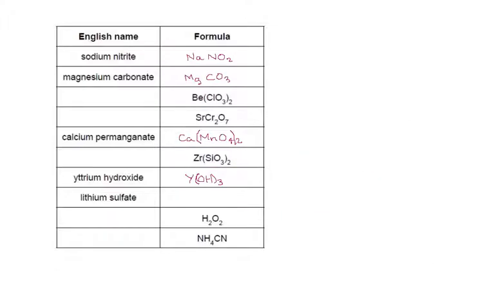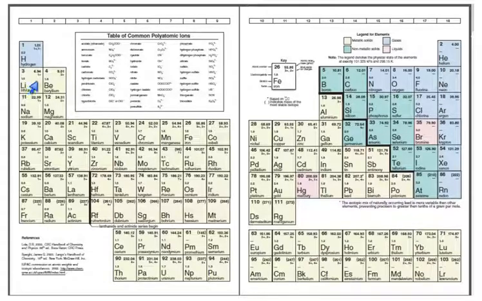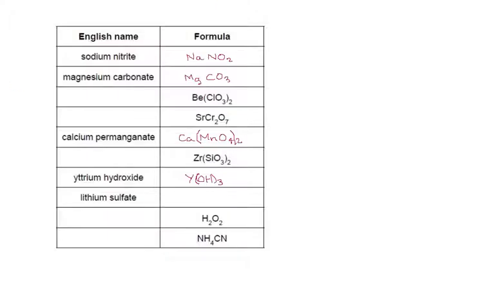One more of these. Lithium sulfate. Lithium is element number 3. It's right there, and has a charge of +1. And sulfate is on your polyatomic ion list. It's SO4, and it has a charge of -2. So lithium ions are +1s, sulfates are -2s. Our charges do not match.